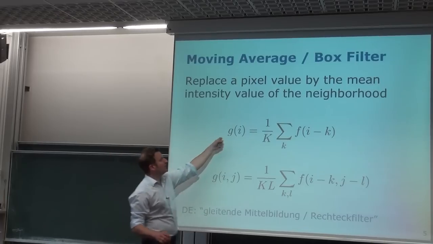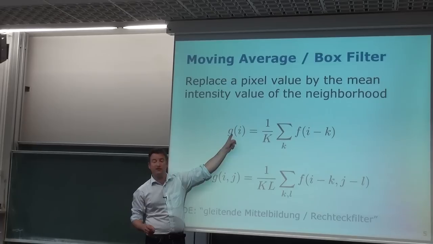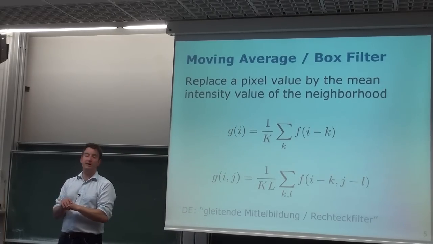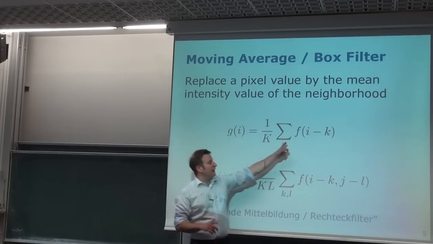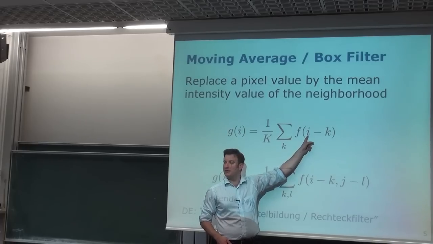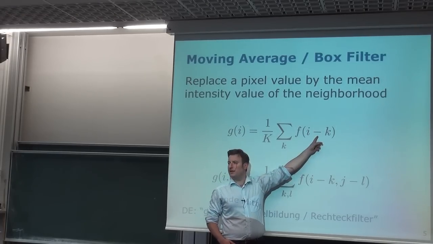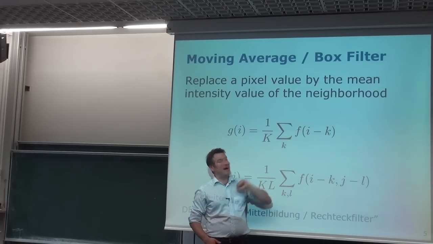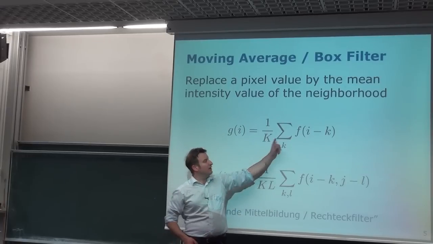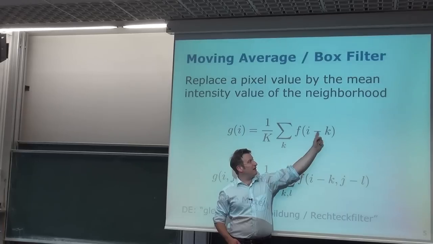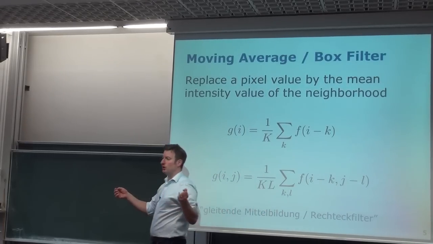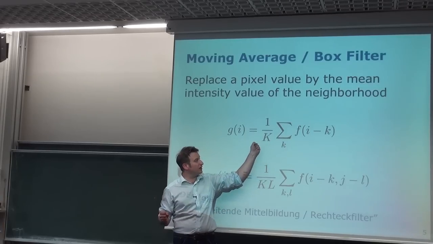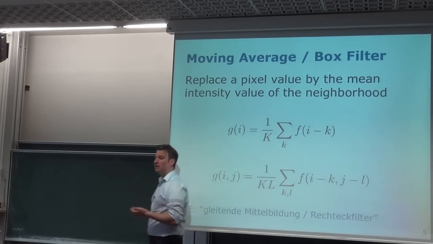So for example, if I'm interested in the 1D case, the output for a pixel i, for an intensity value at the location i, I take the original image at the location i and add some index value k. For example, k goes from -1 to 1. Then I would take into account the intensity values from i-1 to i+1. In this case, this capitalized K would be 3, so it would be 3 intensity values we would take into account, and I simply sum them up and divide by 3.